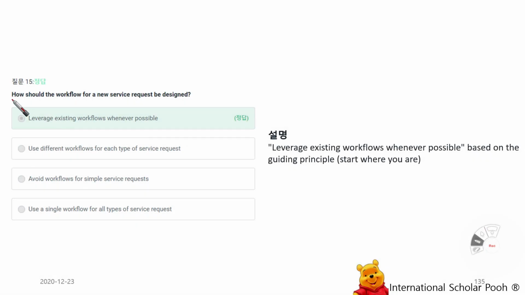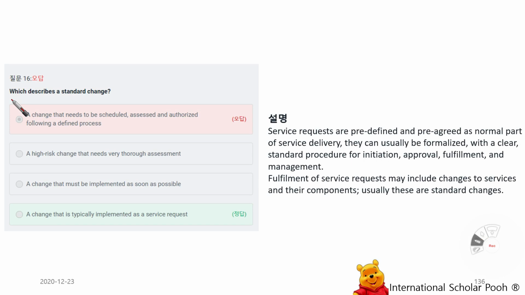How should the workflow for a new service request be designed? Leveraging existing workflows whenever possible, based on the guiding principle: start where you are. Which describes standard change? A change that is typically implemented as a service request.